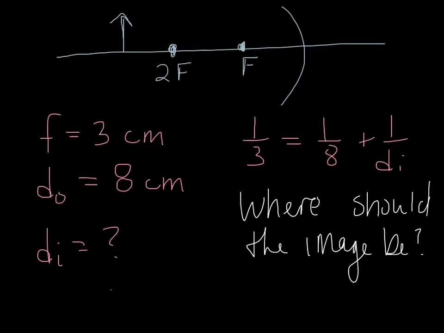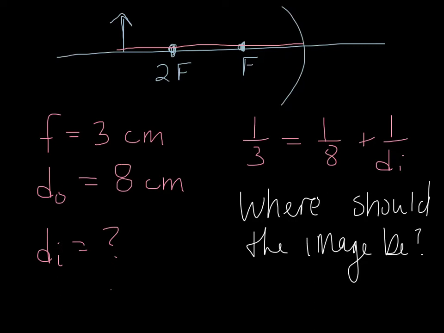I went ahead and just drew a curved mirror with a focus and 2 times the focus, which remember is really the center of that sphere. If you were to take that curved mirror and make it a circle, that's the actual middle. And I just made up some arbitrary numbers here. The focus is 3 centimeters away. The object distance is 8 centimeters away. So where that arrow is drawn is 8 centimeters away from the mirror. All the way out here, that's 8 centimeters.